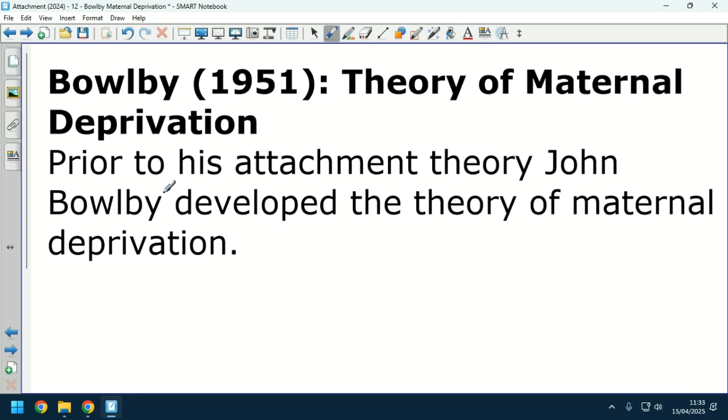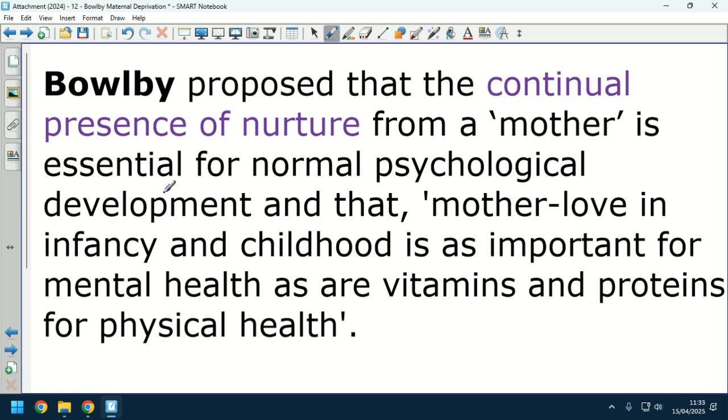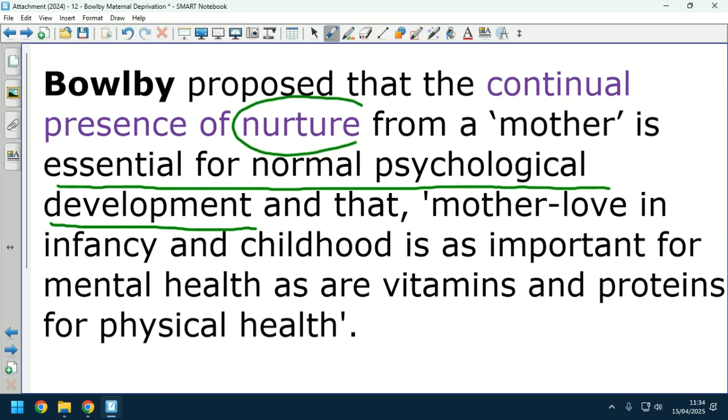Prior to this, he had been working with children. One of the studies that he may have looked at is the 44 Thieves. He's looking at how these children are affected by deprivation, and this is a lot earlier than his explanations of attachment. So what he wanted to talk about is how the continued presence of the mother, or the nurturing from the mother, is essential for normal development. So that's a key phrase here. He's looking at this idea of normal psychological development. What we need here is essential nurturing of the mother.